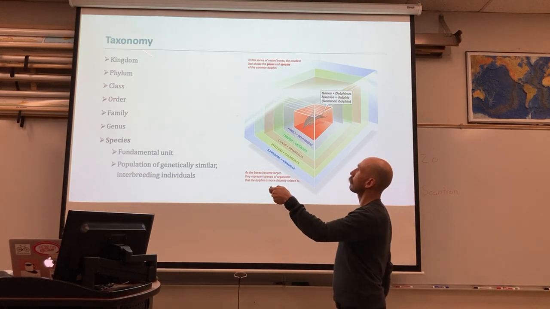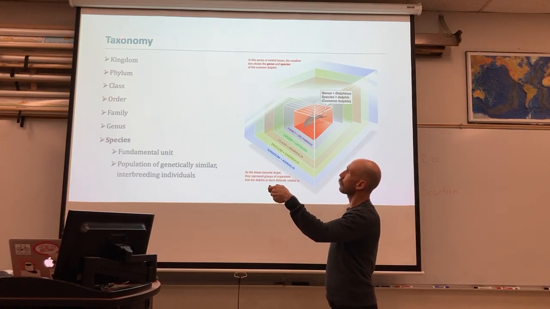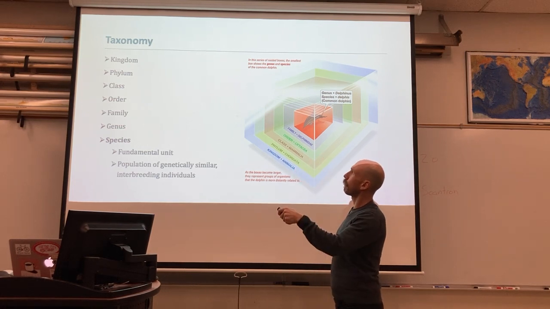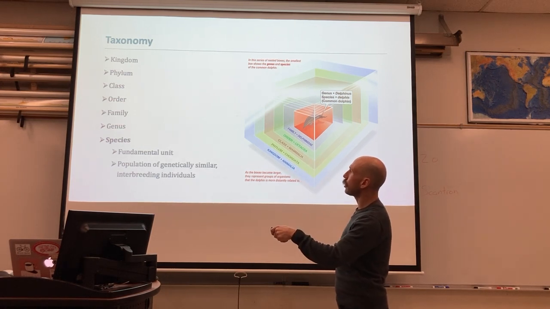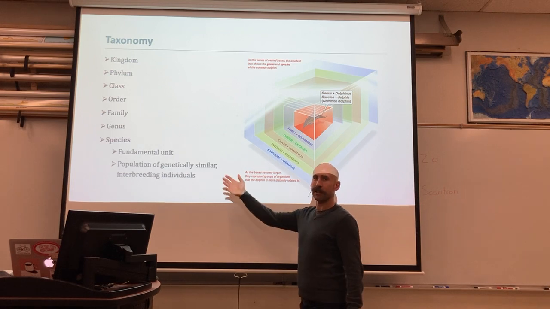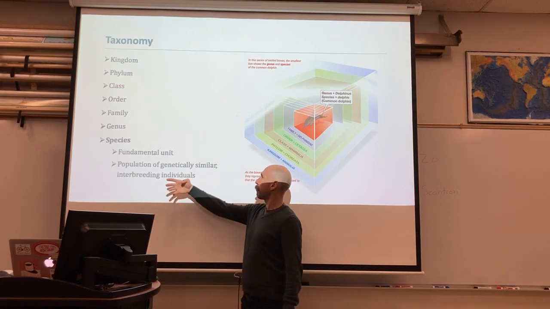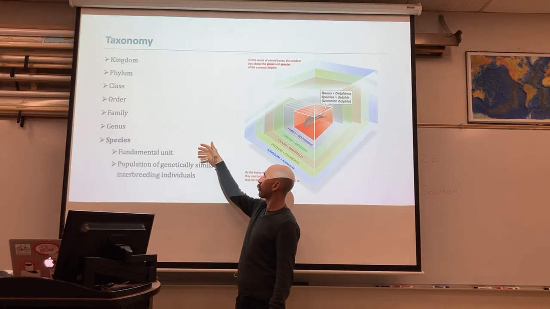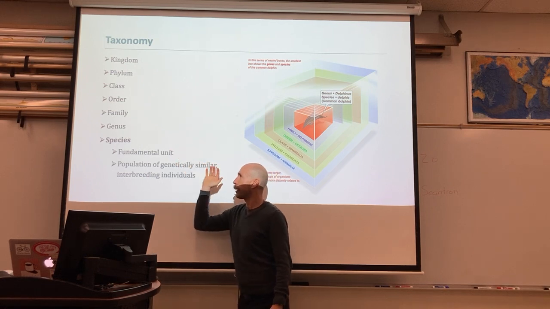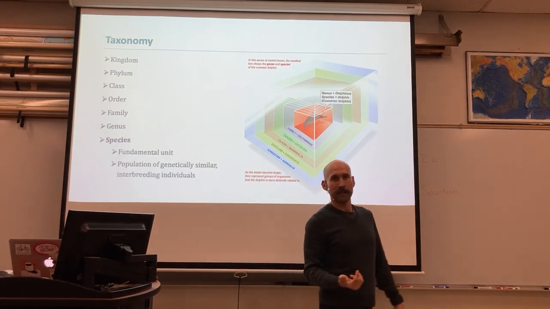So kingdom is the highest order. I guess we have life above kingdom, but we've got kingdom, and then it's layered below: phylum, class, order, family, genus, species. Species is the fundamental unit. Populations of genetically similar interbreeding individuals make a species.